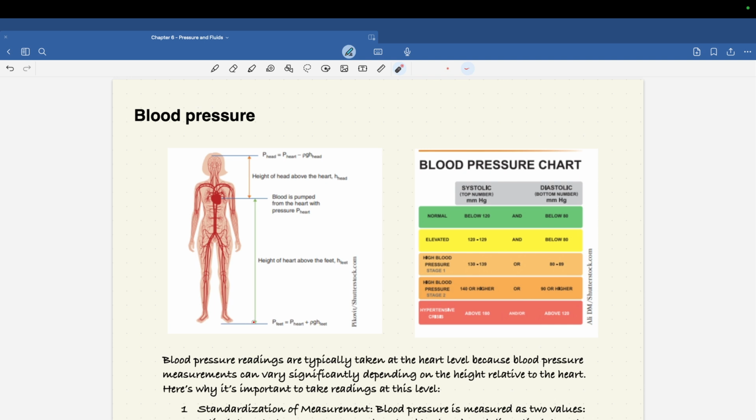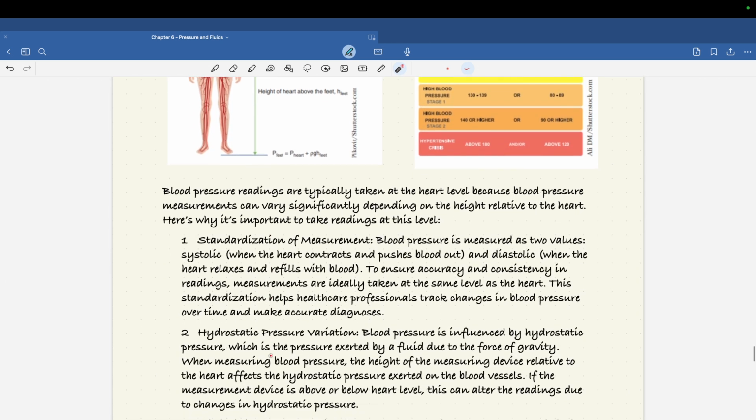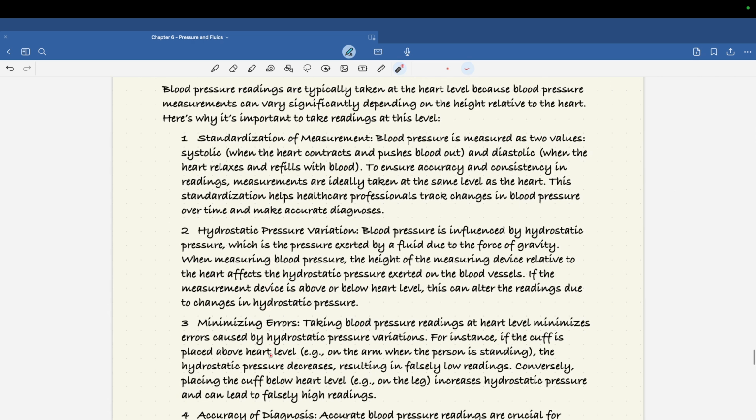But when you look at the feet, now it's below the heart, therefore the pressure here is going to be bigger. So the pressure there at the feet is the pressure at the heart plus rho g h. You see, one is minus, the other is plus. Okay. So the pressures are not the same at every part of the body is the significance of what I'm trying to say. Now this one, I'm not going to read it. You can take your time and read it, but I put it here to show you the importance of taking the blood pressure at the heart level.